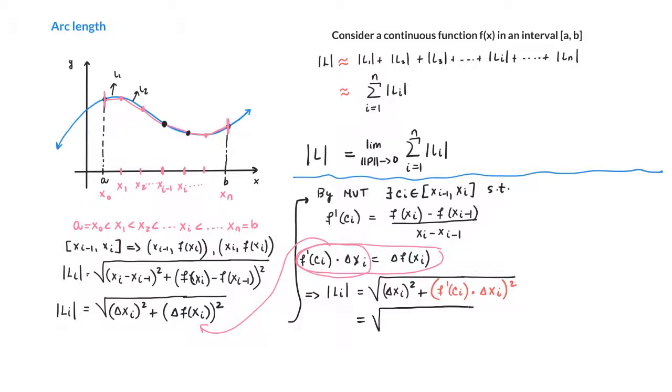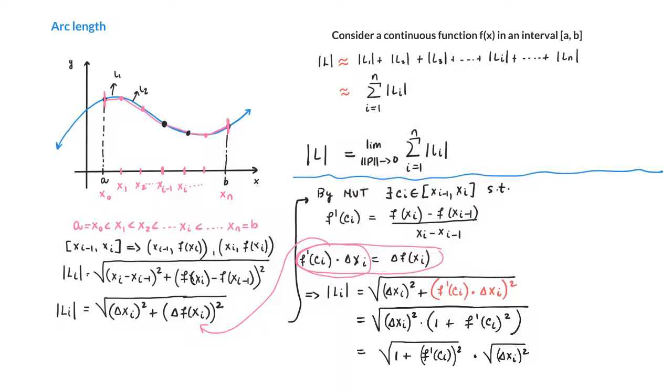Factoring now delta x sub i squared, that will allow us to rewrite this as the square root of delta x sub i squared times the quantity 1 plus f prime of c sub i squared. And then, using properties of radicals, this will become the square root of 1 plus f prime of c sub i squared times the square root of delta x sub i squared. So what I'm doing here is a separation of radicals.